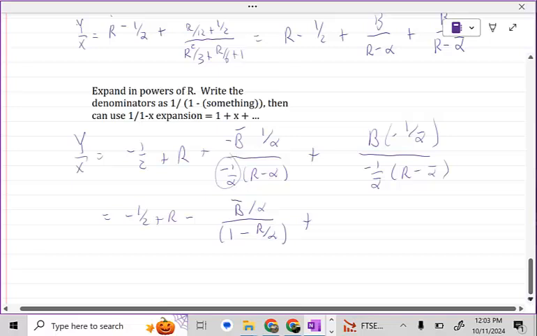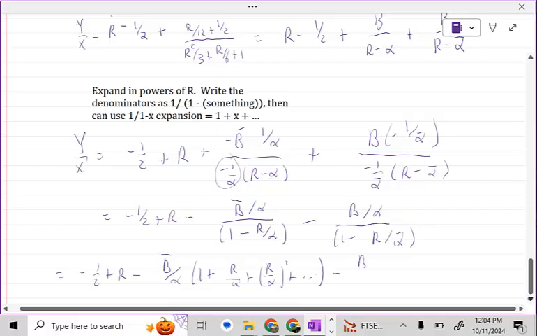Then this term is actually just the complex conjugate of this term. So that's going to be, again, a minus times b over alpha bar, and then divide by 1 minus R over alpha bar. Okay, so what I get is minus 1/2 plus R, and then here I'm going to have minus beta hat over alpha times 1 plus R over alpha plus R over alpha squared plus dot dot dot, minus b over alpha bar times 1 plus R over alpha bar plus R over alpha bar squared plus dot dot dot. Wait a minute, this should be alpha bar here.